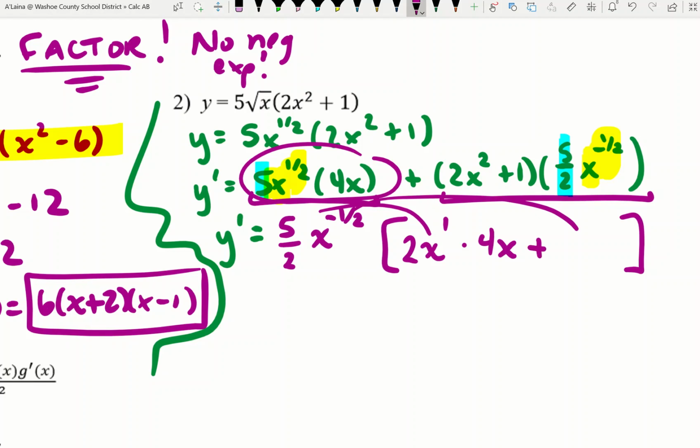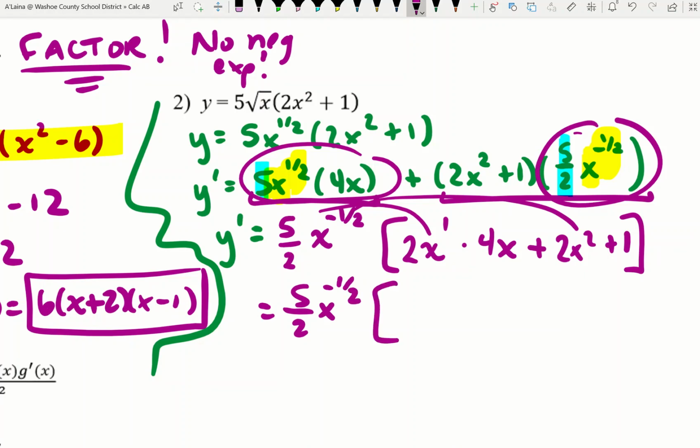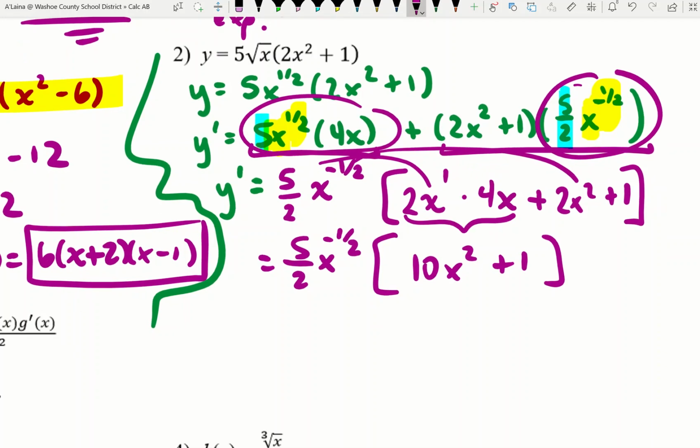Now, when I continue to distribute, this back portion is really easy because I really took out all of this. So I just have 2x squared plus 1. So now what I've got inside here is 8x squared plus the 2x squared, which would be 10x squared plus 1. And then I have this negative power. Now the negative power only belongs with the x portion out front. So the 5/2 can just still be a 5/2.